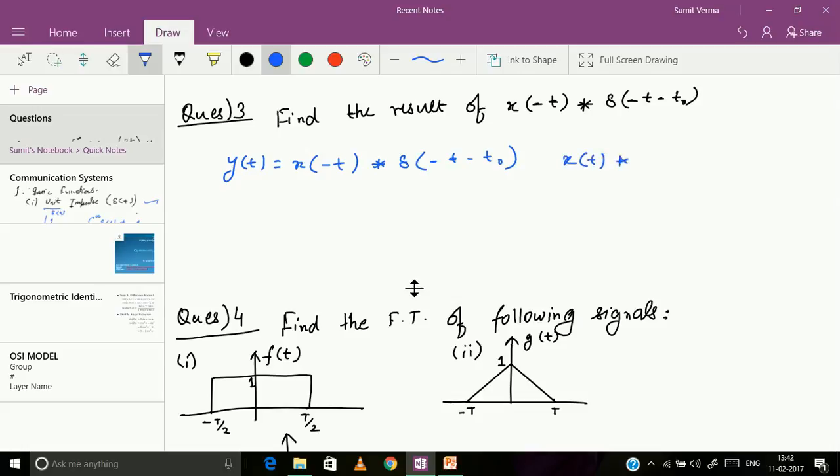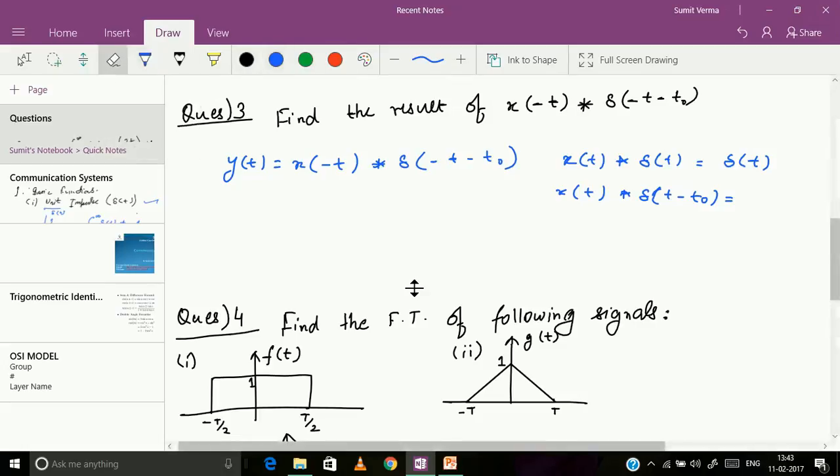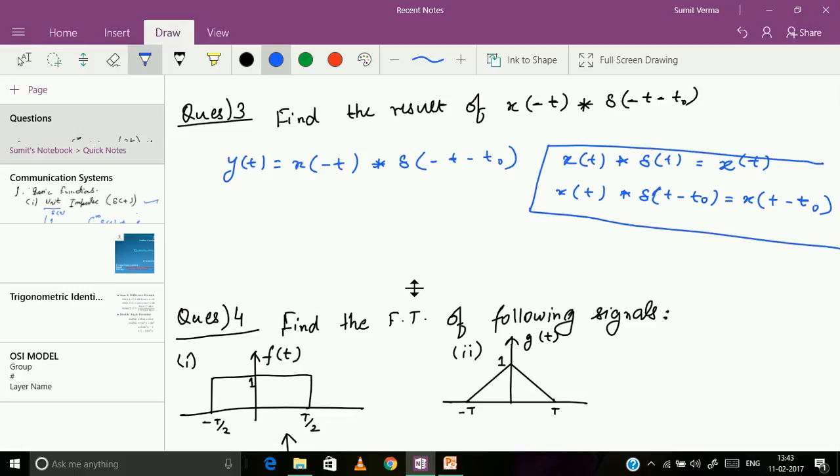How I'll approach this question is, because I know x(t) convolution delta(t) is x(t). So convolving with impulse function would give back the same function. If I convolve with delta(t - t0), I will get the same function shifted, right? So this is the property that we should be aware of. Using this property, first of all, I will use the variable t only, I am not taking minus t. So if I see this, it's basically x(t) convolution delta(t - t0). So I directly know that it's going to be x(t - t0).